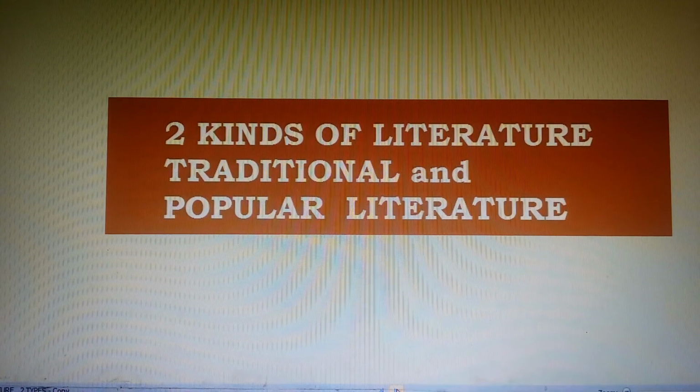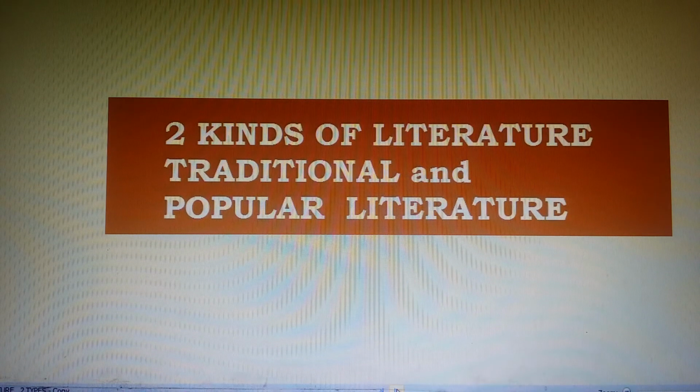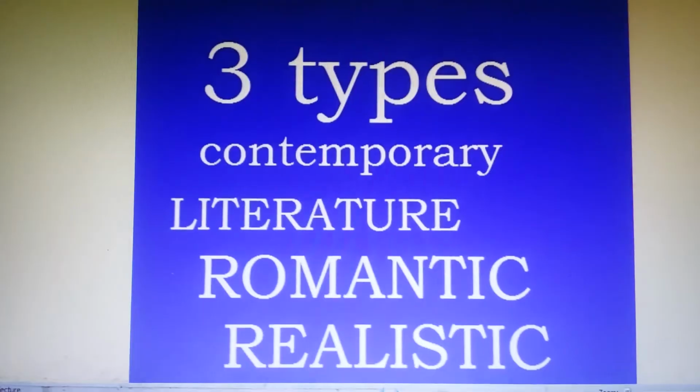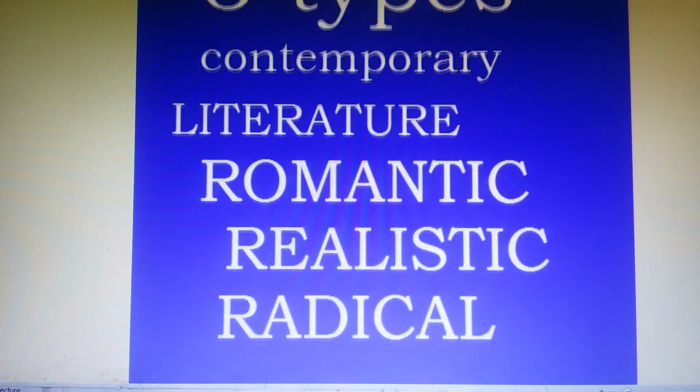Two kinds of literature are traditional and popular, but we're going to take up now the three types of contemporary literature: romantic, realistic, and radical.